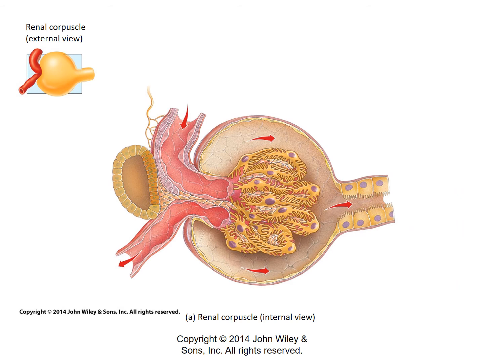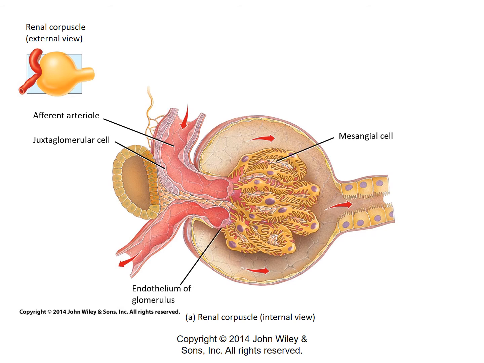This is a zoom in on the renal corpuscle diagram that we saw earlier. Let's take a closer look at this diagram and see exactly what we're going to be looking at. This is the afferent arteriole. These are the juxtaglomerular cells. This is the endothelium of the glomerulus. These are the mesangial cells. These are podocytes, which is a different type of cell that we haven't talked about before. These are cells that overlie the capillaries of the glomerulus. These podocytes have cytoplasmic extensions called pedicels.